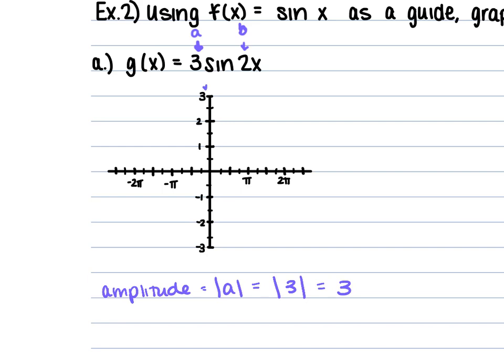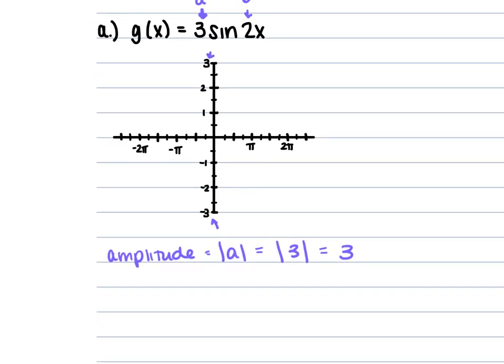So your height's going to go all the way up to this 3 and go all the way down to this negative 3. For your period, you have the formula 2 pi over the absolute value of B. So this is going to be 2 pi over, your B is 2, so the absolute value of 2. This is just 2 pi over 2, which is just pi. So you know that you're going to be stopping at pi and at 2 pi if you were to repeat.